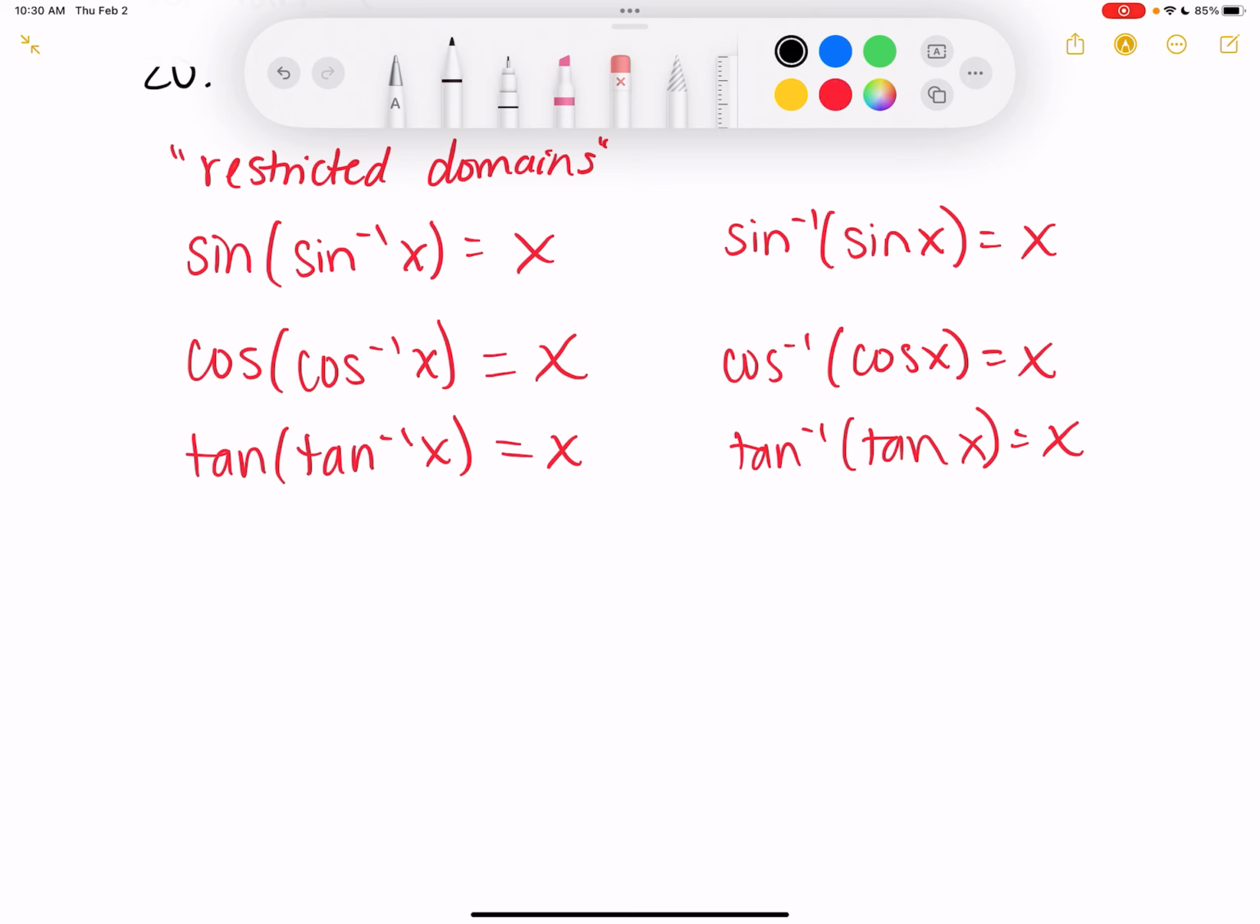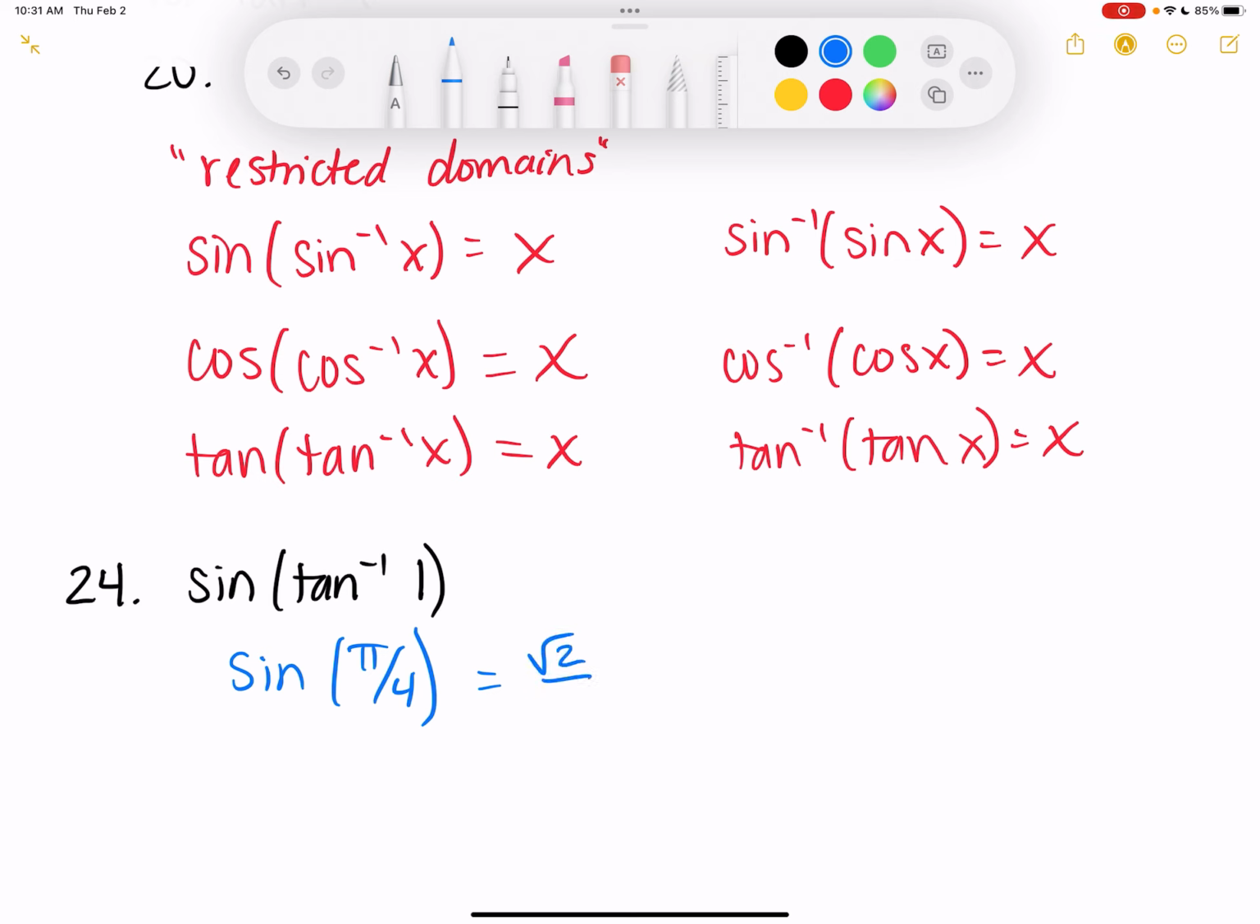So the next problems are to find the exact value without a calculator. So if we have sine of the inverse tangent of 1, we do the inside, the parentheses, first, and then we'll work our way out. So where is tangent equal to 1 in its inverse range? Pi over 4. So this is the sine of pi over 4, and the sine of pi over 4 is what? Root 2 over 2.